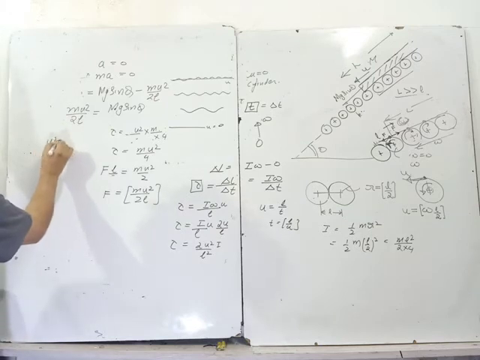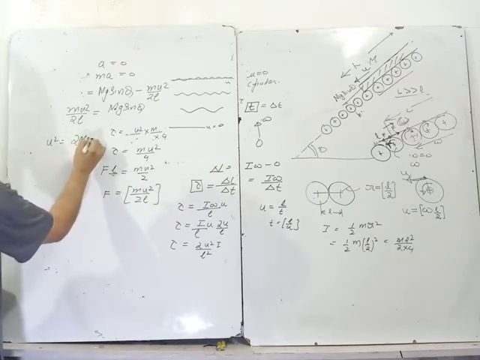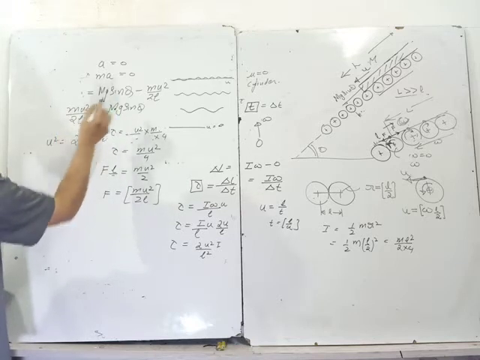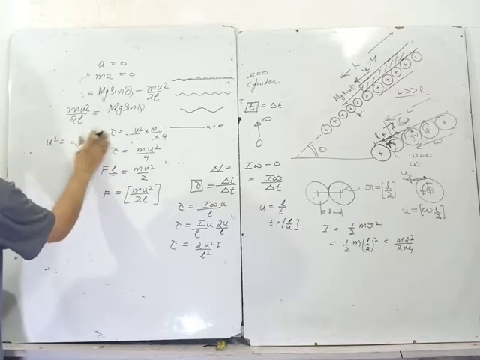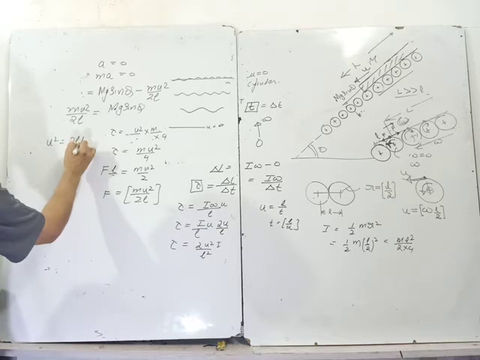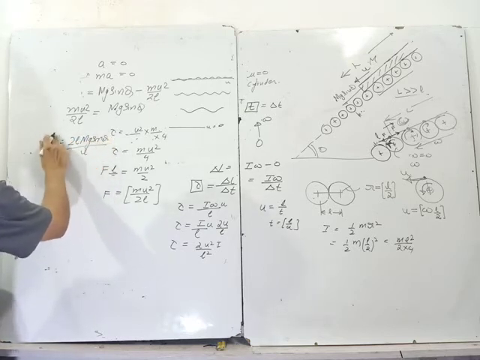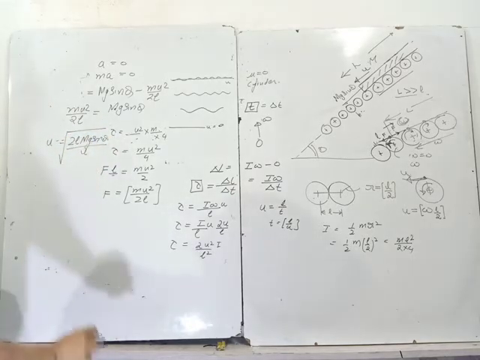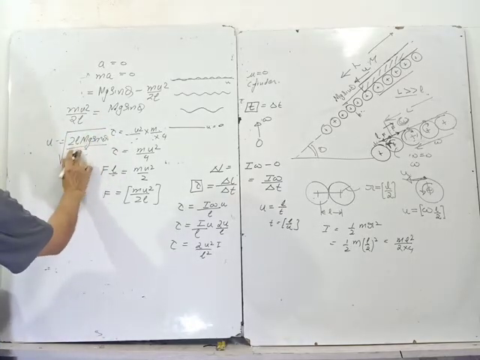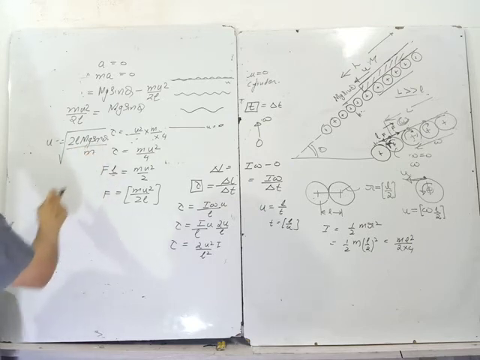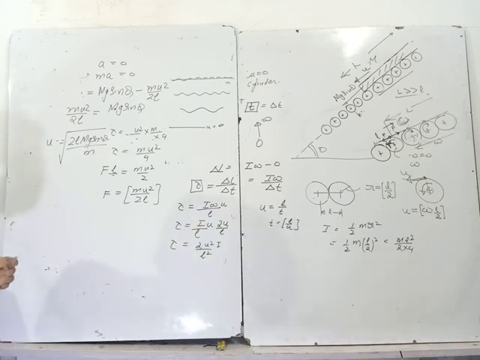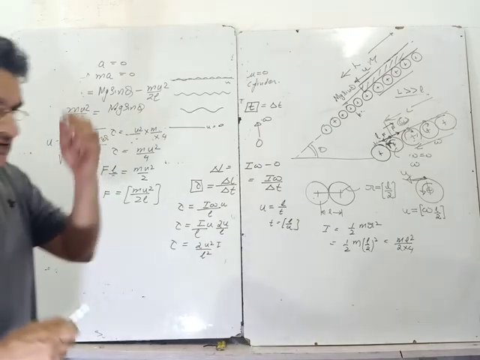So u square is equal to twice L mg sine theta upon m, and the square root. Let us check the units. The m is also there, it is small m. If you cancel it, the units of u is root of L g, which is a correct notation. So this is the answer, square root of twice L capital M g sine theta upon small m is the velocity of this plank.